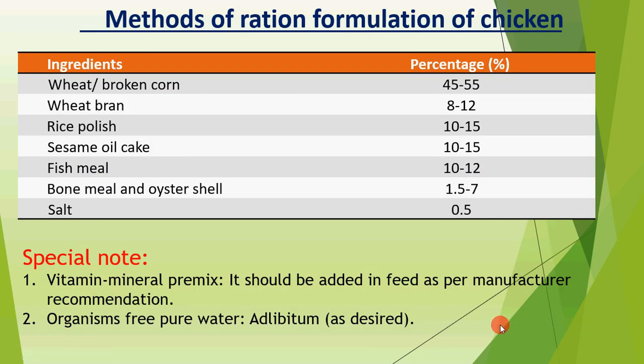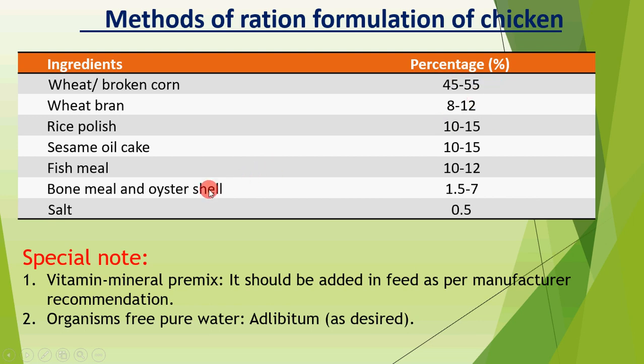Here you can see some ration making formulation. So how can you make a ration for chicken? This is the ingredient. You can mix up these ingredients and make the ration, and this is the percentage. Like you can mix wheat, then wheat bran, rice polish, sesame oil cake, fish meal, bone meal, oyster shell, and salt. This has the percentage as well.